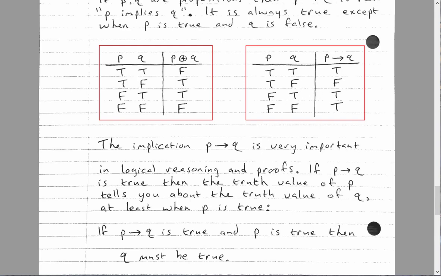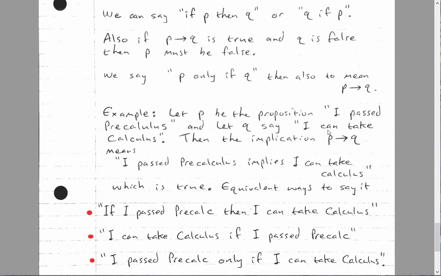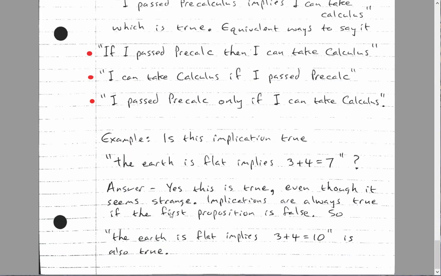So we're in this situation here. So the implication is true. So the Earth being flat does imply 3 plus 4 equals 7. The Earth being flat also implies 3 plus 4 equals 10. So this implication is also true. False implies false is true.